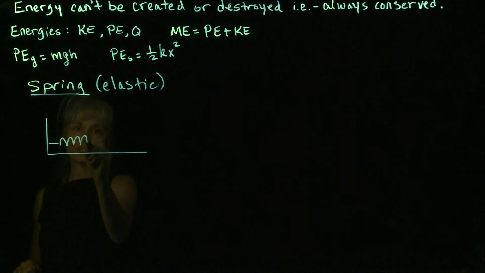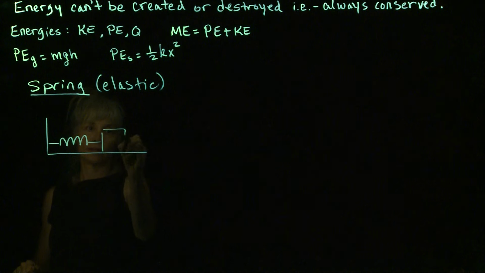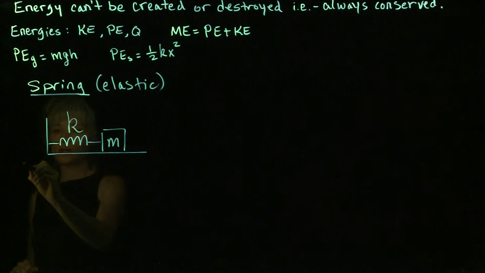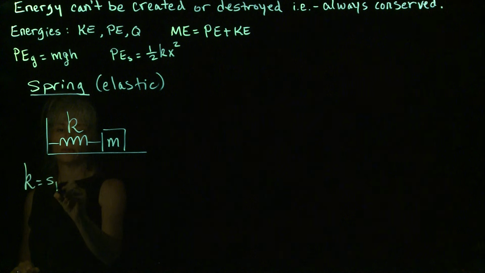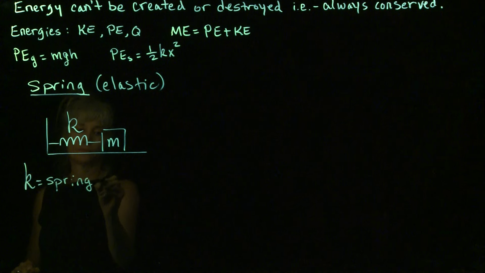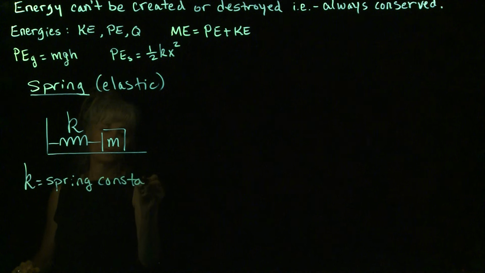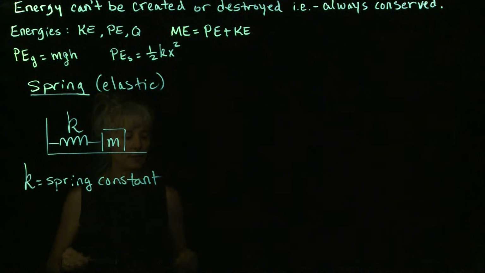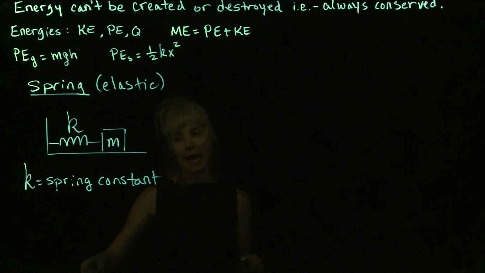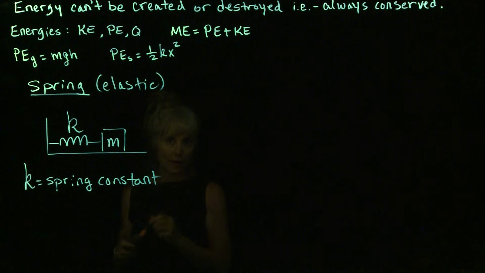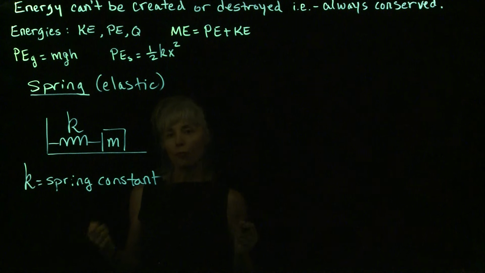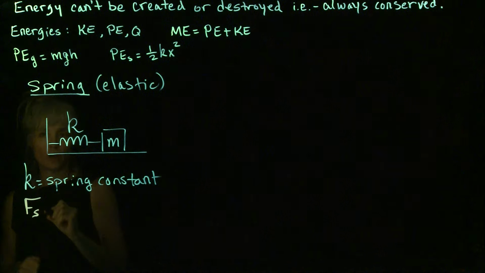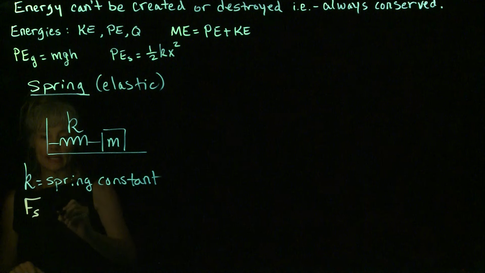Let's just draw what this is going to look like. We're going to have some spring, right? And let's say we have a mass connected to the end of the spring, and the spring has a spring constant K. So K is equal to the spring constant. This is a quantity that is measured empirically in a lab, and we'll talk about that more in just a moment.